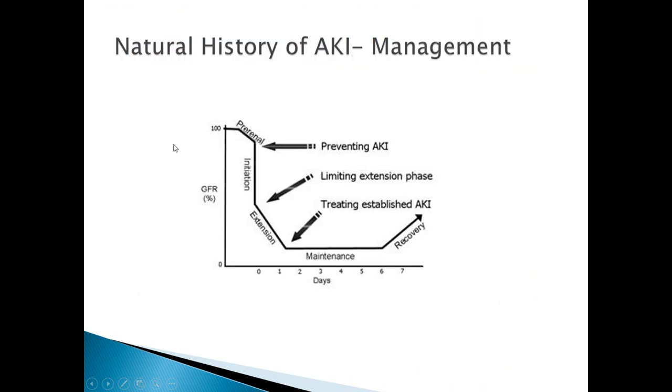So if we look at the natural history of AKI, you have this pre-renal section here, then followed by the actual event or injury with the initiation of AKI, then an extension phase, then a maintenance phase, and then a recovery phase. And then you have the different time points in which you can intervene, right? If you intervene here, maybe you can prevent AKI. If you intervene here, you can limit the extension phase. Here, you're treating an established AKI patient, and so forth.